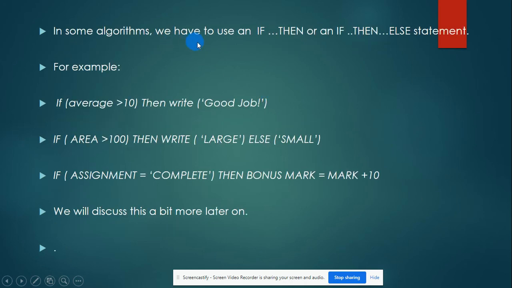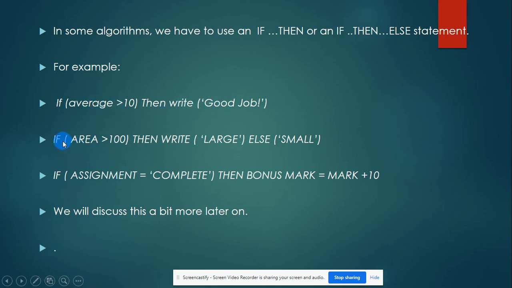In some algorithms, we have to use the if-then or the if-then-else statement. For example, if average is greater than 10, then write good job. All right. This is a condition that must be tested. If this is true, then we do the then part. If it is false, we don't do anything.